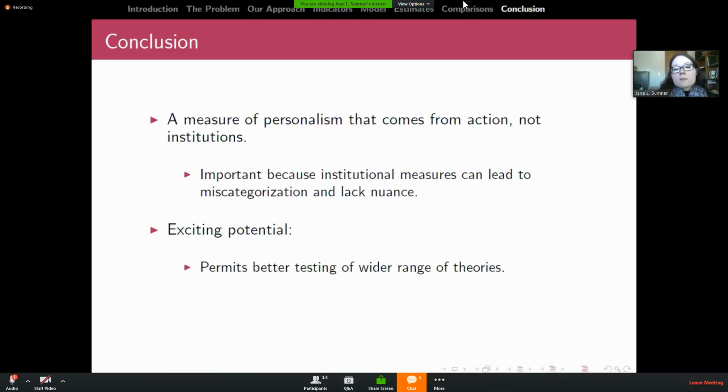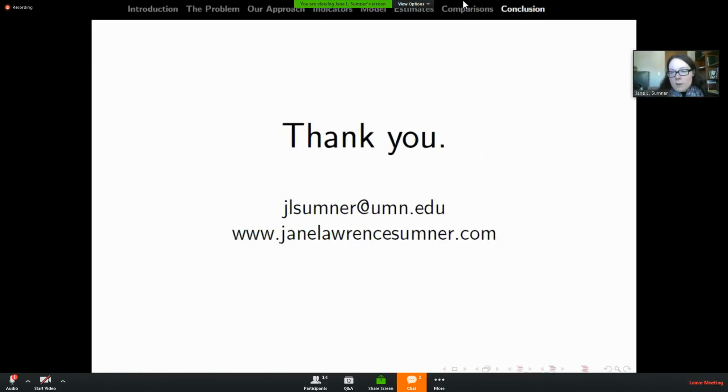Because eventually this is going to permit us to test a much wider range of theories in which we have a continuous measure, or where we actually want to theorize about what happens when personalism changes. And the distinctions that we found between the institutional measures and our behavioral measure, we think, are particularly ripe for future theorizing, especially about the role of authoritarian institutions in constraining the executive. So with that, I'm going to stop, welcome Justin back, say thank you, and if you want to get in touch, there's my information.